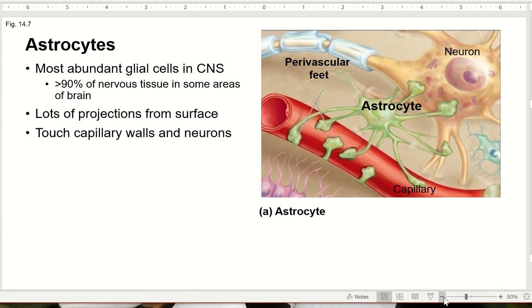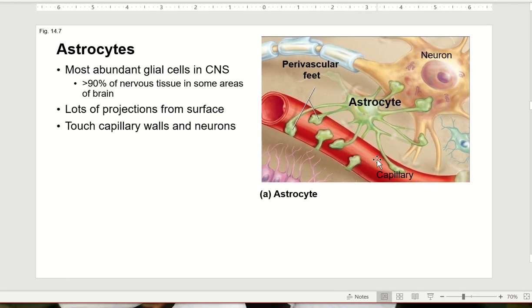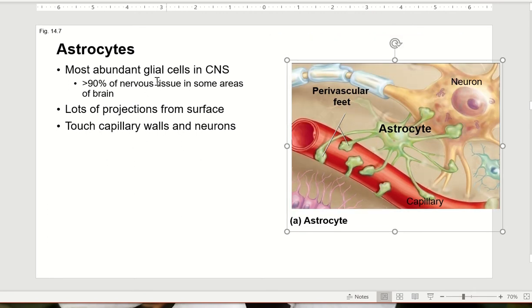So let's start with the astrocytes. These are the most abundant glial cells in the central nervous system, and they do make up about 90% of the nervous tissue in some parts of the brain. So this again is where we get that you only use 10% of your brain idea. In fact, you use your whole brain, but only about 10% of it is actually neurons, and the rest is glial cells, and in some places, actually more than 90% of it is astrocytes.